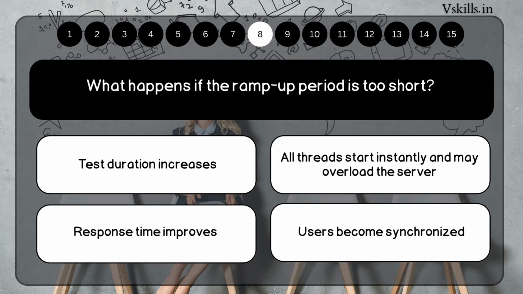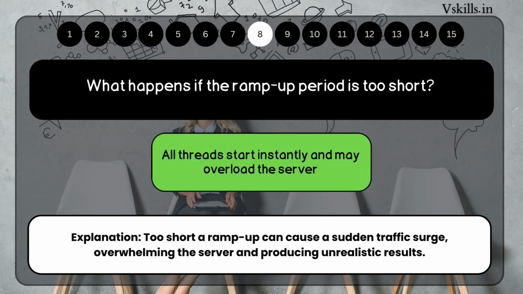Question 8. What happens if the ramp-up period is too short? The correct answer is all threads start instantly and may overload the server. As too short a ramp-up can cause a sudden traffic surge, overwhelming the server and producing unrealistic results.